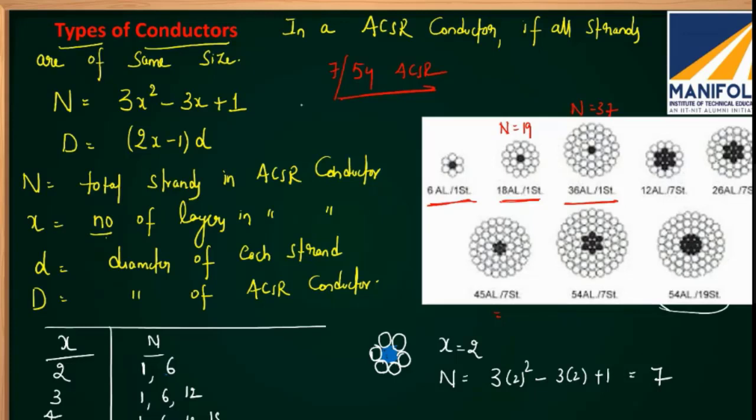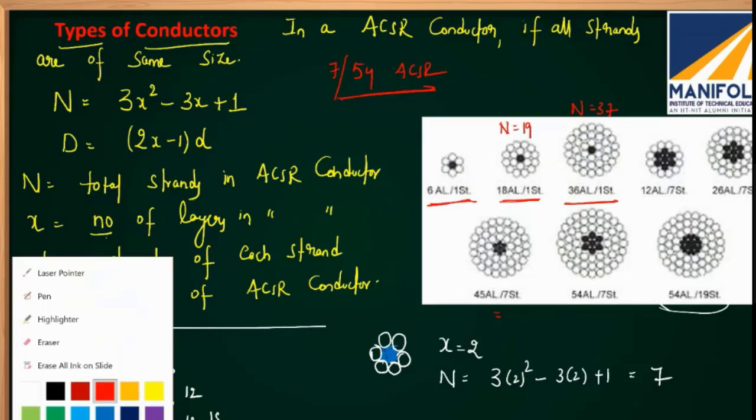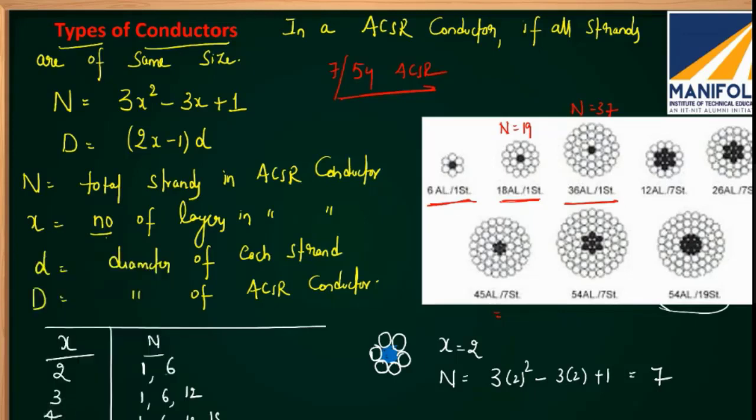So if someone says 36 bar 1 ACSR, that means what? The lowest number is 1, which is the number of steel strands, and the highest number, 36, is the number of aluminum strands. So like this, when all strands are identical, these definitions and these formulas are applicable. Okay.